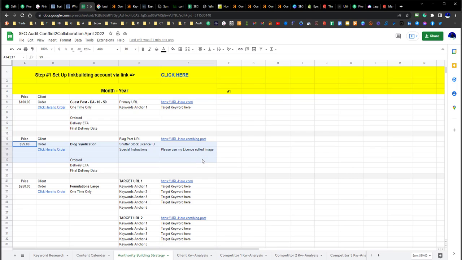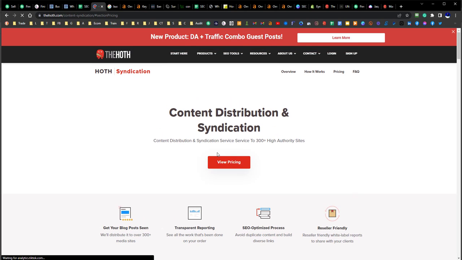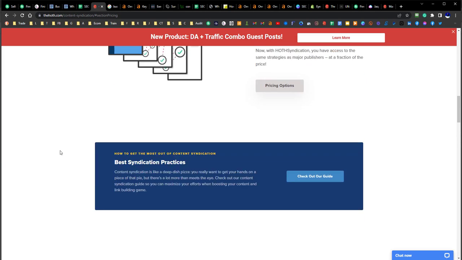$99 for syndication of content. And you do need to have a blog post set up, and they're going to syndicate you to about 300 different news-based sites. So it is going to generate a lot of good backlinks, and really for $99, it's one of the best kind of deals on link building from a trusted company.